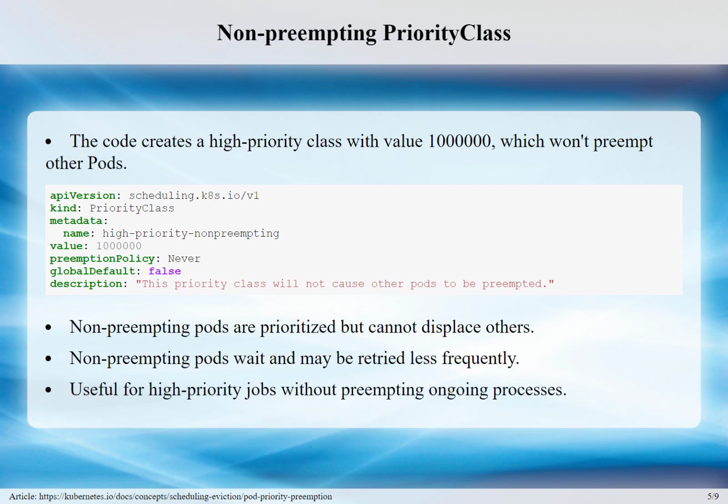A preemption policy of never helps in scenarios like prioritizing data science workloads without interrupting ongoing processes. Such high priority pods are queued to run when resources become naturally available.